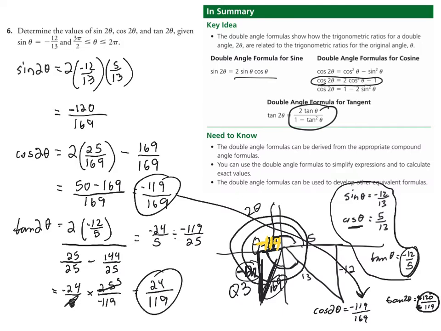Let's hope that is the same thing. And that is absolutely not the same thing. What did I do wrong? Oh, this negative 24, I forgot to multiply by 5. So we have to multiply that by 5. You're going to get 120. There we go.